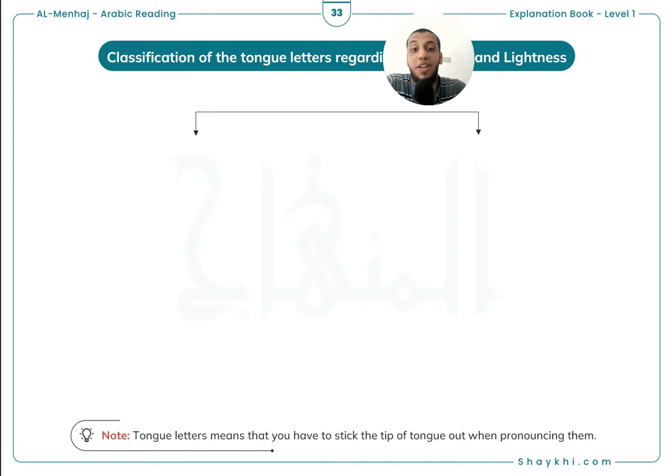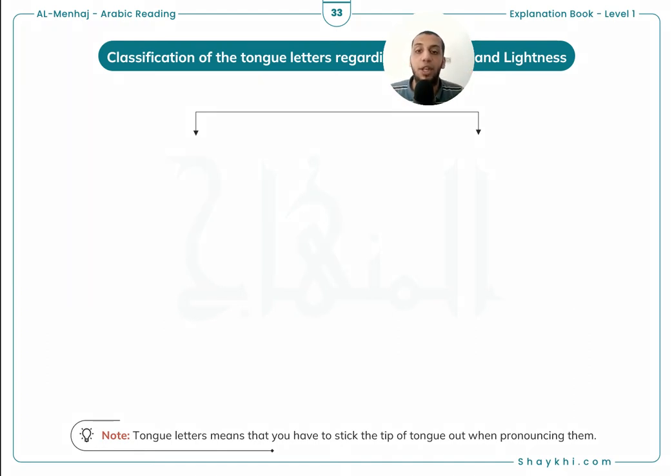So this is what we will discuss today, the classification of the tongue letters regarding heaviness and lightness. What we meant by tongue letters here is al-hurufu al-lathawiyya. Al-hurufu al-lathawiyya, in a very simple way, is the tip of the tongue. We will stick the tip of the tongue out when we pronounce them. This is in a very simple way, okay? But if you want more details, you will find it in the last episodes, okay?